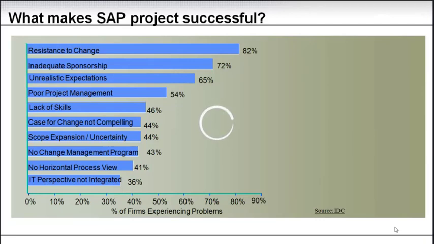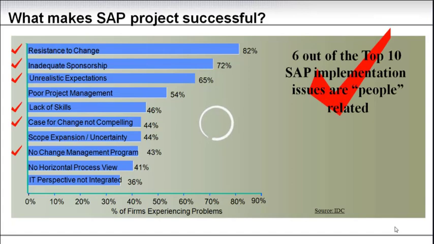So with that scary picture drawn, let's look at what then makes projects successful. Well, 6 out of the top SAP implementation issues are people related. So for a successful SAP project, you need to be able to manage your team, your stakeholders, the expectations from end users in relation to resistance to change. So all the soft skills, basically.